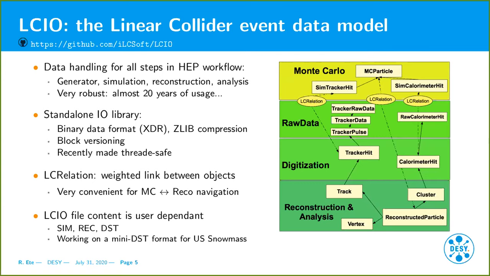for multi-threading development. One of the nice things we have in this framework is what we call LCRelation. This is what you see on the right with the different objects we have inside. This LCRelation is basically a link between all the different object types in our data model. It's very convenient, in particular, to link objects from Monte Carlo to reconstructed, because then you can basically cheat algorithms sometimes and go back from Reco to MC very easily and compare quantities there. It's very nice what we've implemented there.